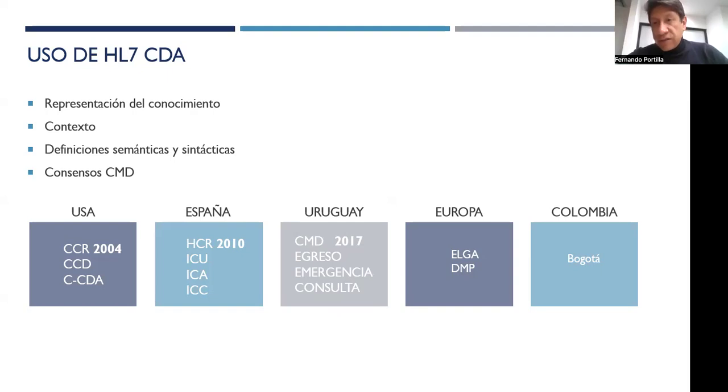seven different types of documents were modeled in CDA, and that's why the country has more than 200 million documents and 3 million people with CDAs. In Europe, the ELGA, which is from Austria, that's their medical record from Austria, and the DMP from France. They started with the CDA in France also, and we're also going to be seeing what they're taking into FHIR.